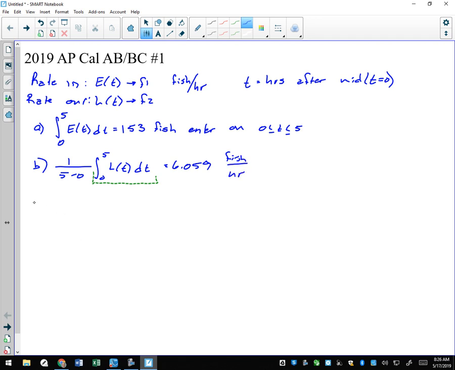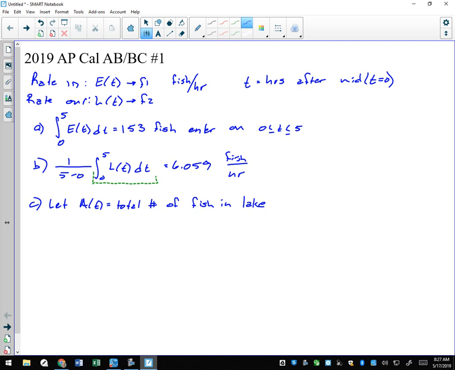All right. Part C. At what time t on 0 to 8 is the greatest number of fish in the lake? So we want the maximum of the actual number of fish in the lake. That will be a combination of both rate in and rate out. So they did not define a function for the amount of fish. So I'm going to say let's let A of t equal the number of fish in the lake. Or is it a pond? The lake. That's the total number of fish in the lake.